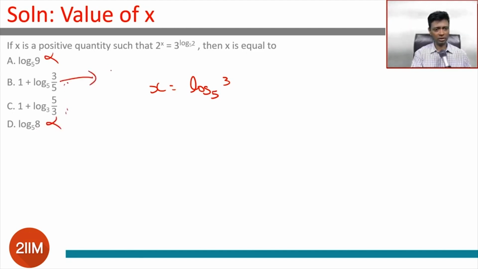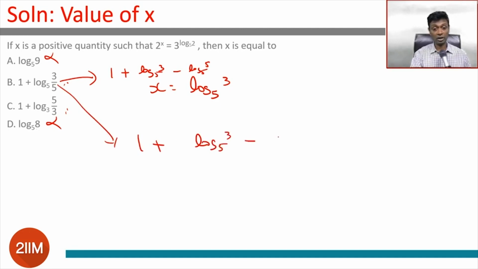Let's see this. 1 plus log 3 to the base 5 minus log 5 to the base 5. This choice will become 1 plus, since log of x by y is log x minus log y, log 3 to the base 5 minus log 5 to the base 5. This goes away. Log 3 to the base 5, which is what it should be. Choice B. Wonderful question. Very tough question. Very interesting question. The choice also is interestingly phrased.